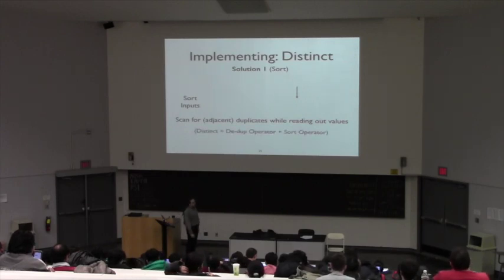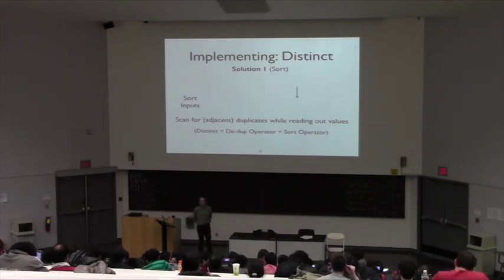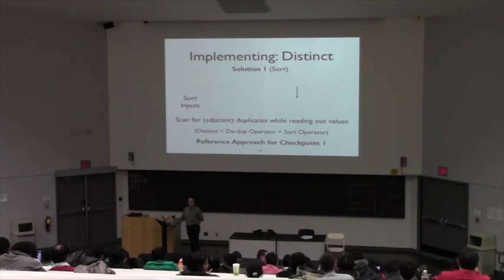So more practically, when you're implementing this, it makes sense to have a separate sort operator and a separate deduplication operator, just so you can reuse code a bit more efficiently. Any questions so far? All right, and once again, this is basically how the reference implementation does it.